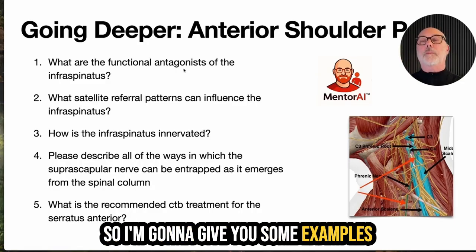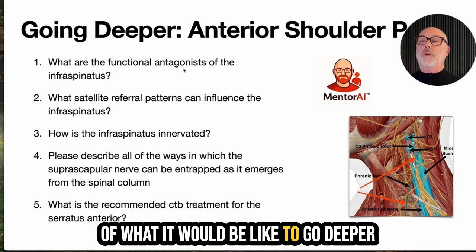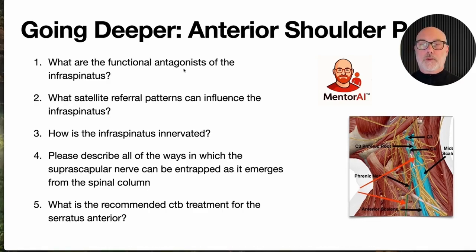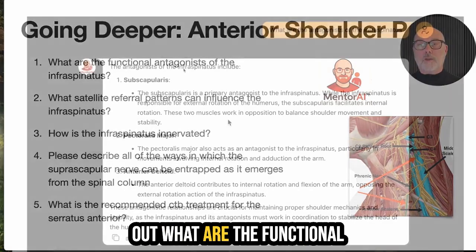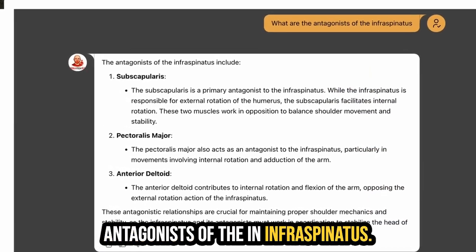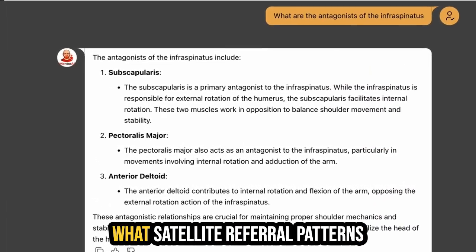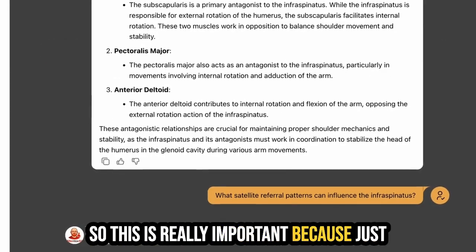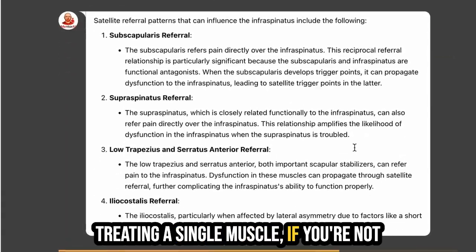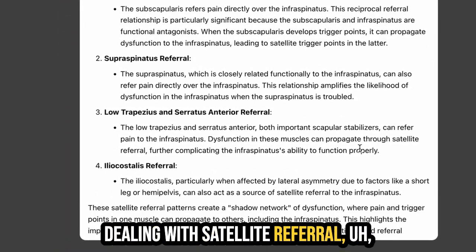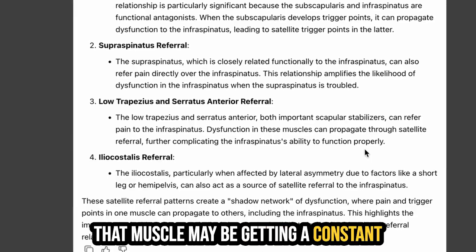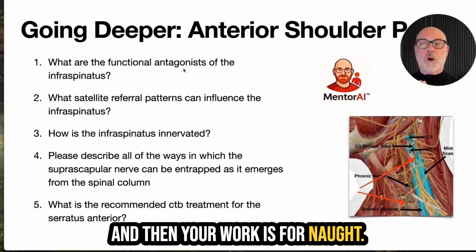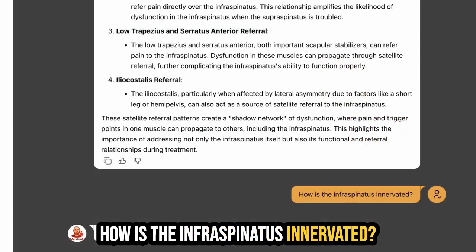So I'm going to give you some examples of what it would be like to go deeper and to explore anterior shoulder pain. So first of all, we can find out what are the functional antagonists of the infraspinatus. Another question we can explore, what satellite referral patterns can influence the infraspinatus? So this is really important because just treating a single muscle, if you're not dealing with satellite referral, that muscle may be getting a constant barrage of referral from other muscles that keep it dysfunctional, and then your work is for naught.